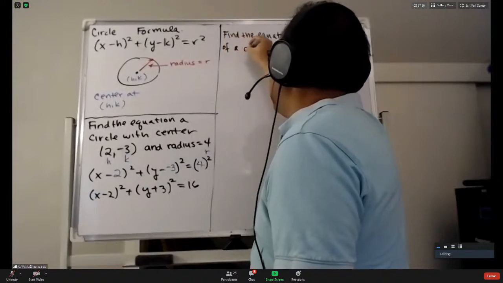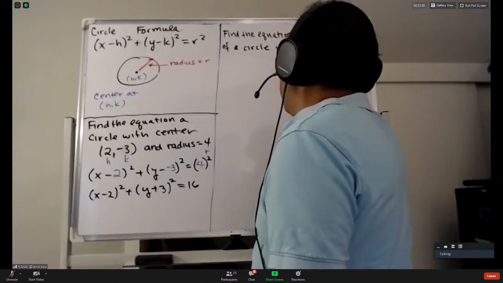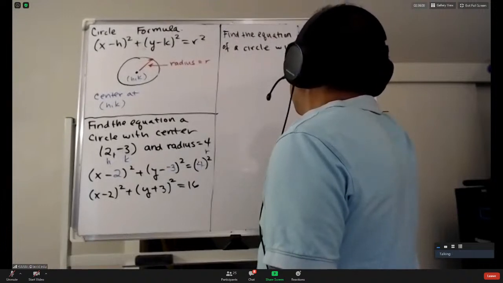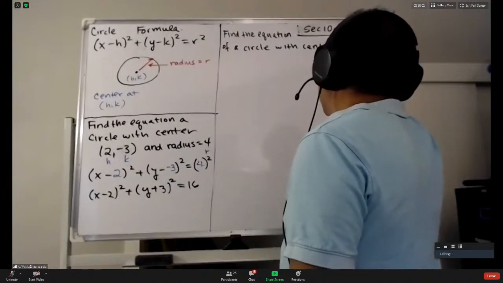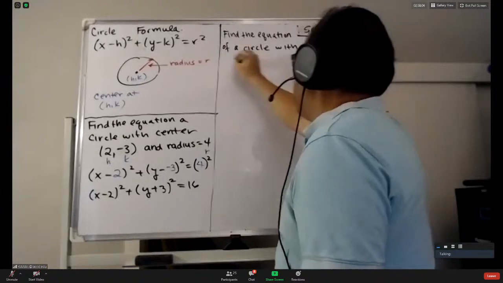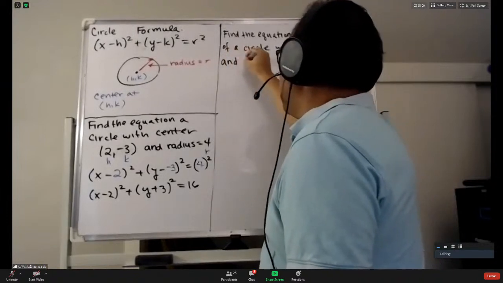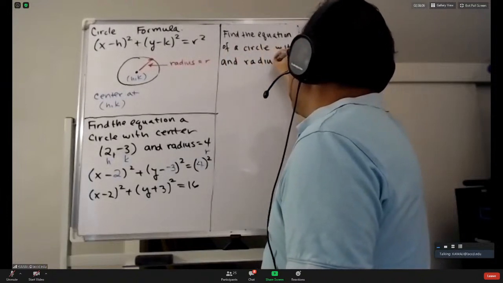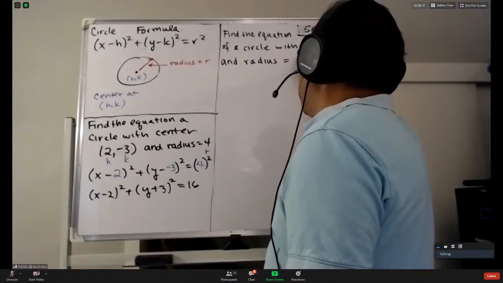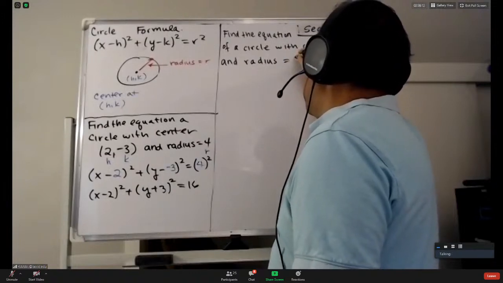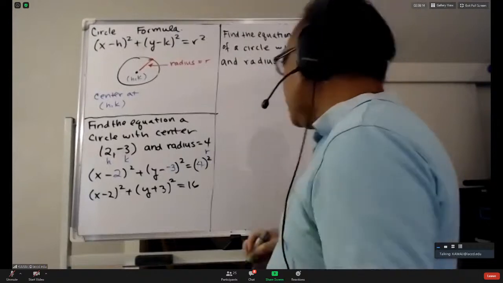Find the equation of a circle with center (5, 0) and radius equal to, let's say, 7. Okay, so go ahead and do that.